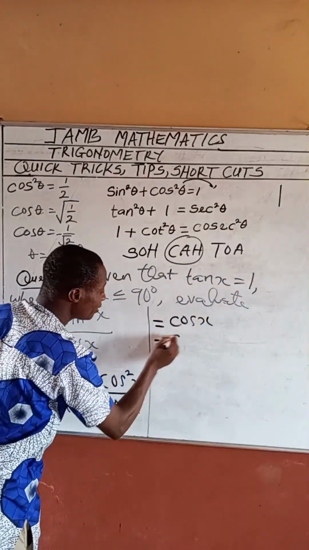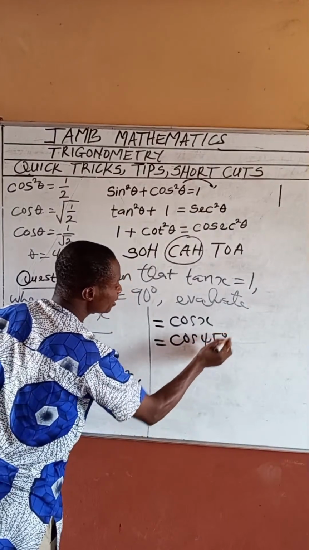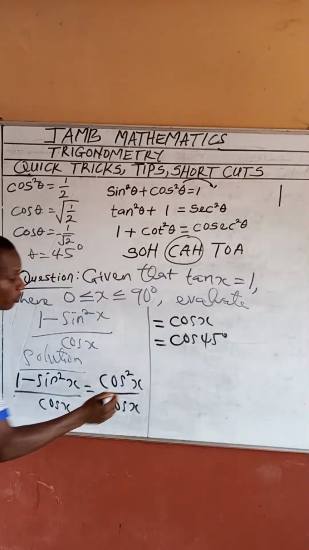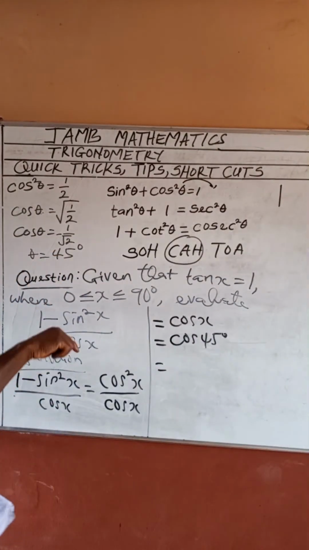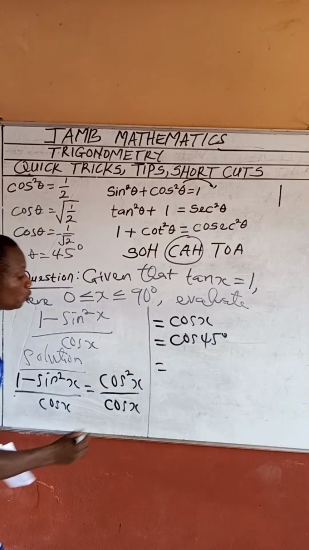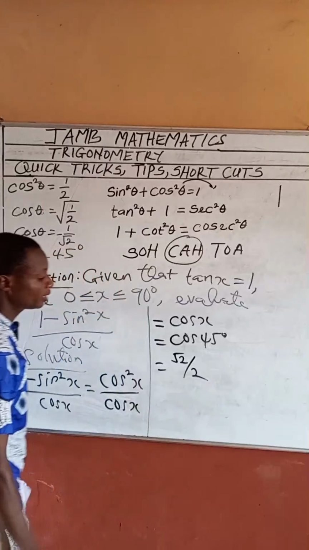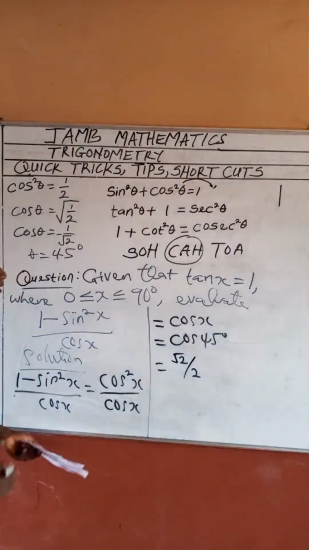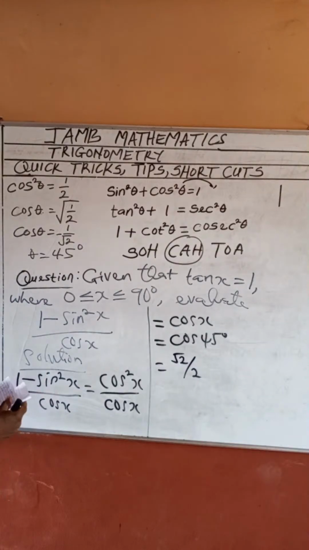If x is 45, it means we have cos 45 degrees. Then what is cos 45 degrees? Cos 45 degrees and sine 45 degrees are the same, and that is root 2 over 2. This is the answer to this particular one.